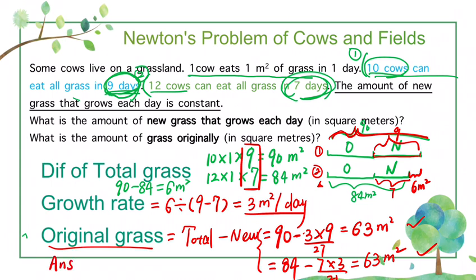So the answer will be: the growth rate, the first one, is 3 square meters per day. The second one is 63 square meters. Okay, that's all. Very easy. So when you solve the problem of cows eating grass, pay attention to 3 elements: the difference of total grass, growth rate, and the original grass.